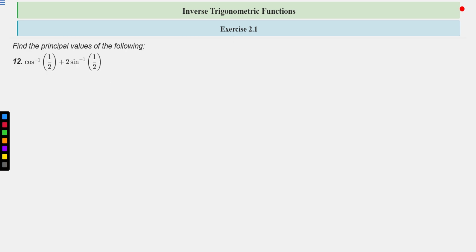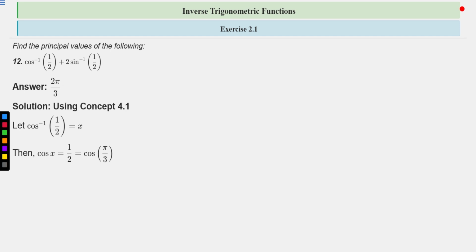We need to find the value of cos inverse 1 by 2 plus 2 sin inverse 1 by 2. Now, again, we will calculate the value of this expression one by one. So the answer will be 2 pi by 3, right? 2 pi by 3 will be the right answer. Let us discuss. See, let us take cos inverse 1 by 2 as x. So cos of x will be equal to 1 by 2, and it is equal to cos of pi by 3, right? So cos inverse 1 by 2 will be equal to pi by 3.